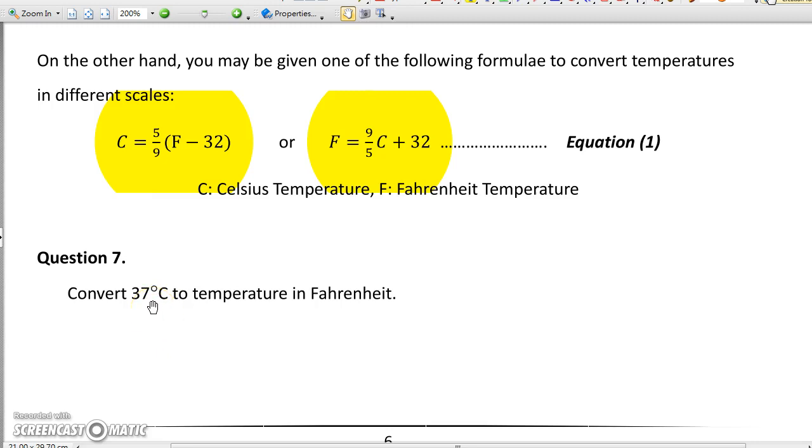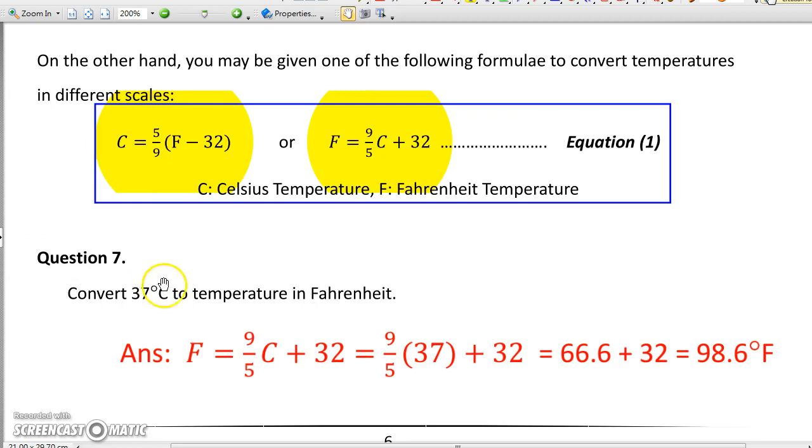37 degrees Celsius is the temperature in Celsius. I have to change it into temperature in Fahrenheit. I think I have to use this formula. So, the temperature in Fahrenheit should be equal to 9/5 times 37 plus 32. And in this way, we may find it to be 98.6 degrees Fahrenheit. Don't forget to write F here to show that it is a temperature in Fahrenheit.